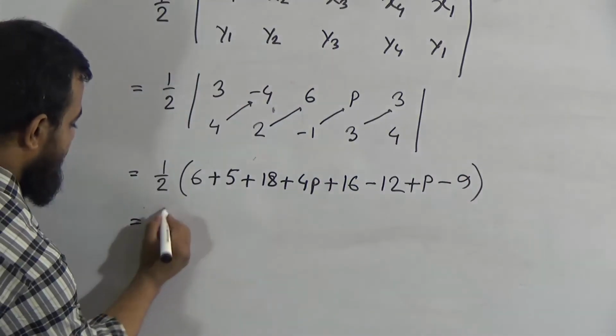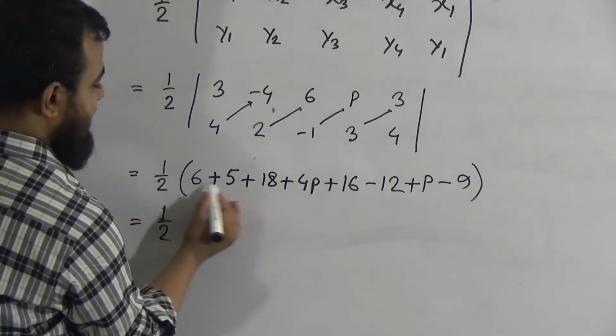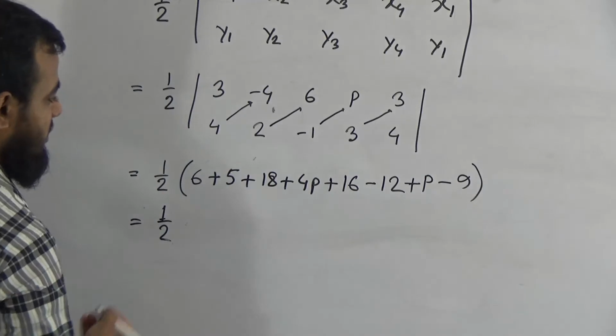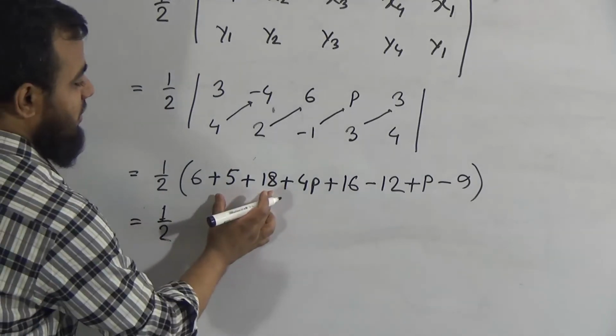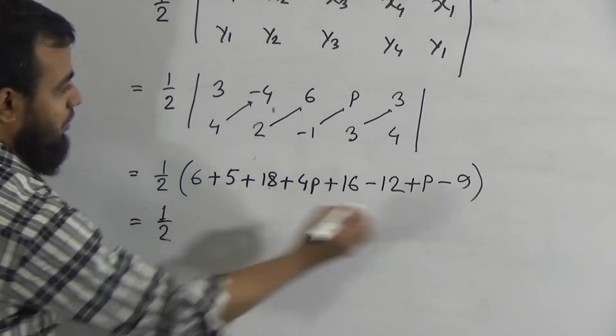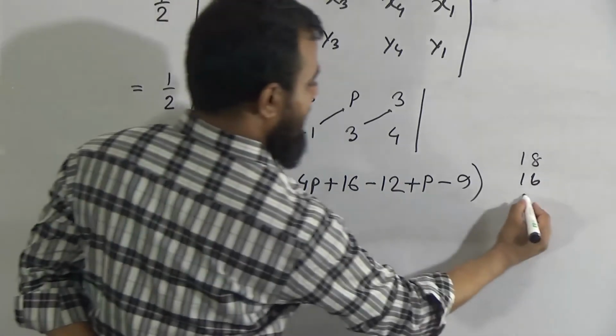Now we will add this one, my dear students, is a half of, it's 5, 6 and 5, 18, 16, minus 12 and 9. How much will it be? Okay, first of all add these ones. It's 18. Okay, add this 18, 16, 5 and 11.